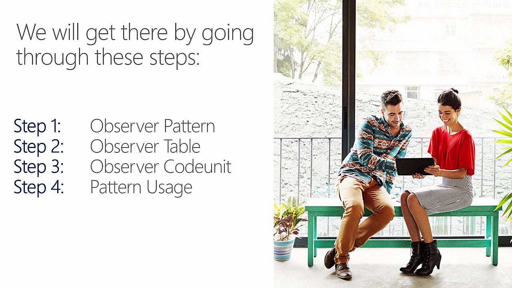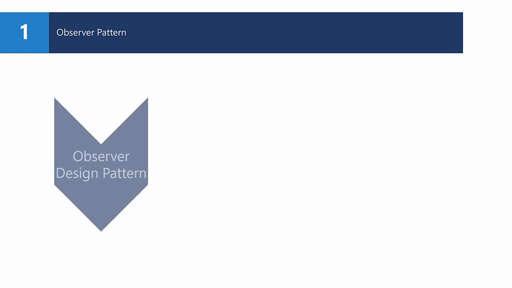So there are a number of steps behind this pattern. In the first step I'm going to explain the observer pattern in general. Then I will create an observer table to hold the information about the concerned tables. In the next step we will then create an observer code unit, and in the last step I'm demonstrating where the pattern is used in Dynamics NAV. So let's get started with the first step and describe the observer pattern in general.